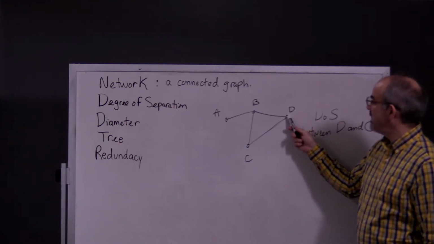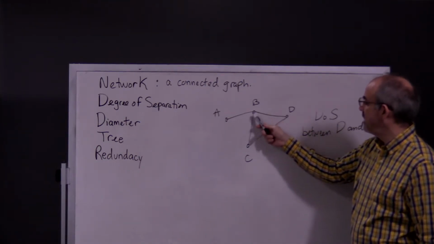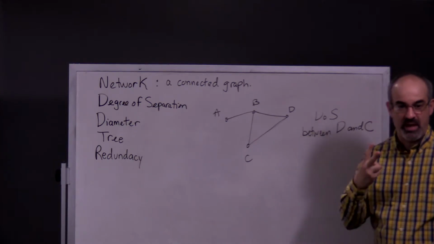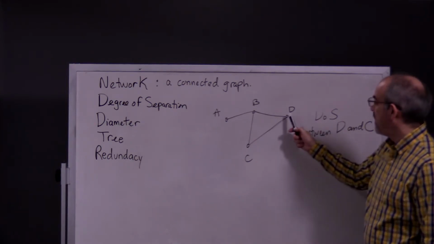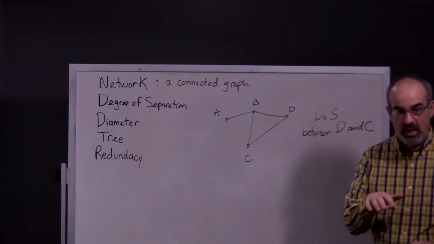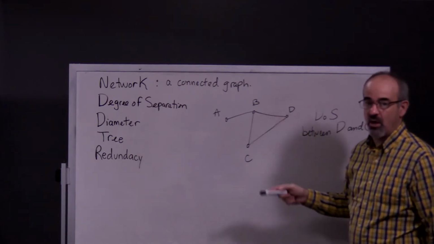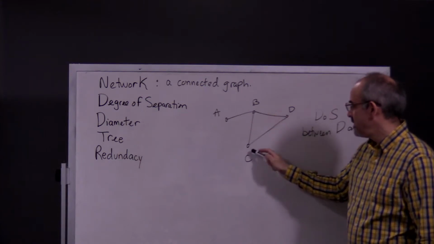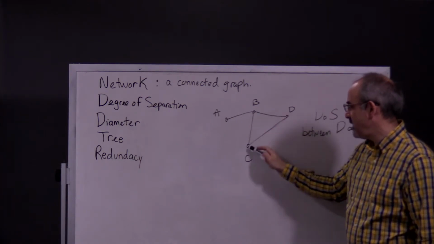Well, to get from D to C, you could go to B and then to C. That would be a path length of 2. But you could just go right from D to C. So it's the shortest way. So those are the only 2 ways you could go. You could go from D to B, then B to C.